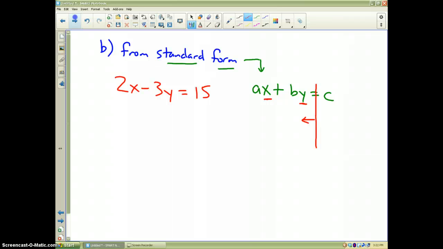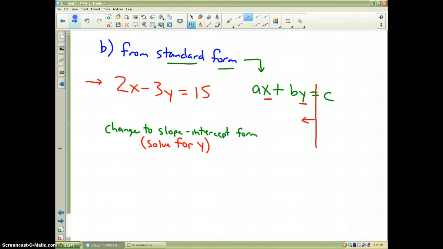Now, our goal is to take this example, 2x minus 3y equals 15, which is written in standard form, and we need to change it to slope-intercept form. Very simply, in order to change to slope-intercept form, solve the equation for y.